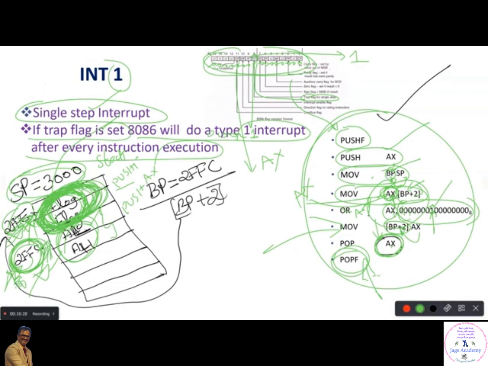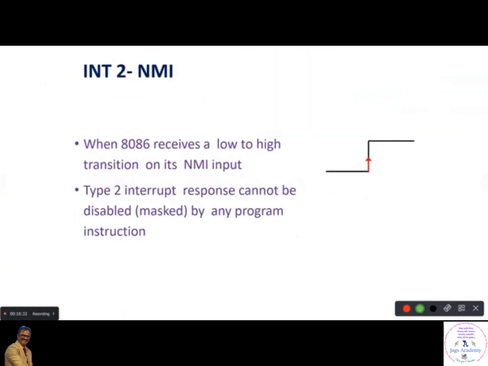Okay. Now, we still have more interrupts. Interrupt 2. What does interrupt 2 do? Interrupt 2 is nothing but the non-maskable interrupt. See, interrupt 2 is nothing but the non-maskable interrupt. This is a software interrupt, which is a non-maskable interrupt. I told you about the non-maskable interrupt.